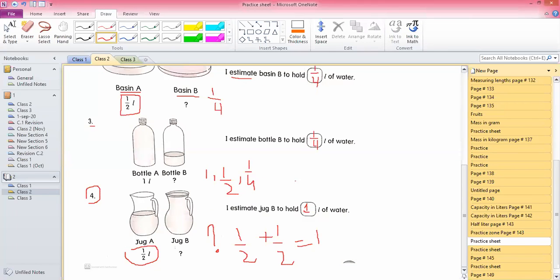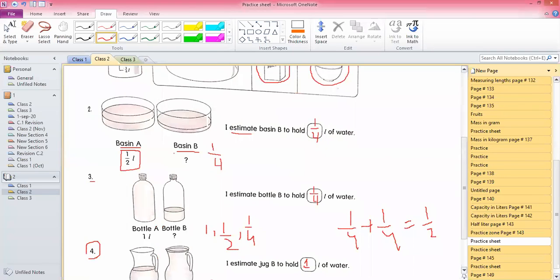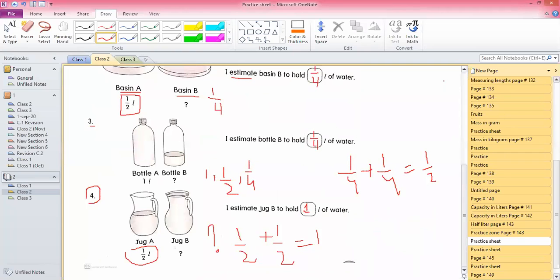And you also know that quarter plus quarter is equal to half. That means in 1 half there are 2 quarters. So this is the quarter, bottle B. And this was half. This is the half of that basin B. That's why this is quarter. Is it clear, guys? This worksheet? Yes.